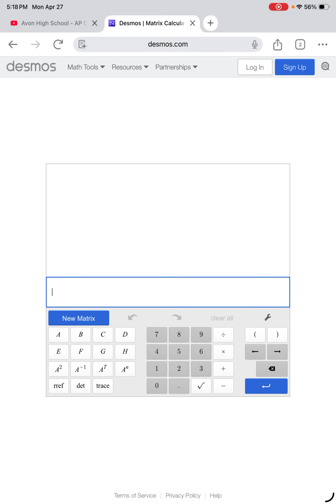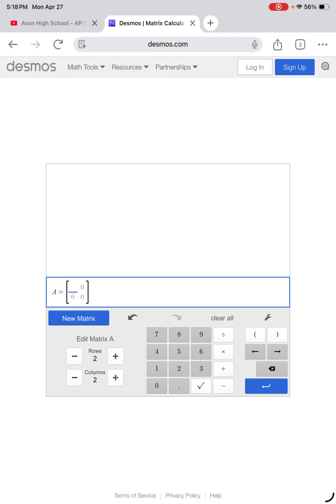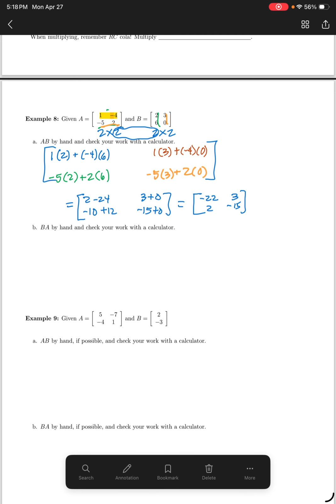So we want to type in our matrix. I should have made myself a note that I could refer back to. Sorry about this. A is going to be 1, negative 4 for the first row, and negative 5, 2 for the second row, and B is 2, 3, 6, 0.